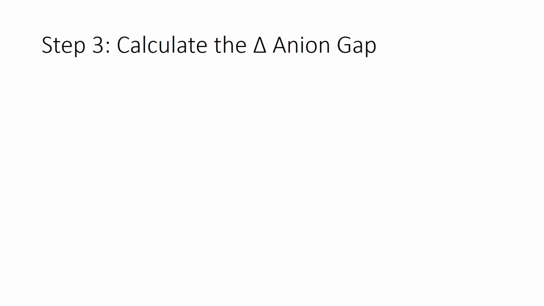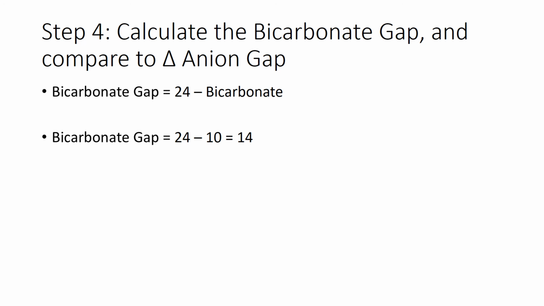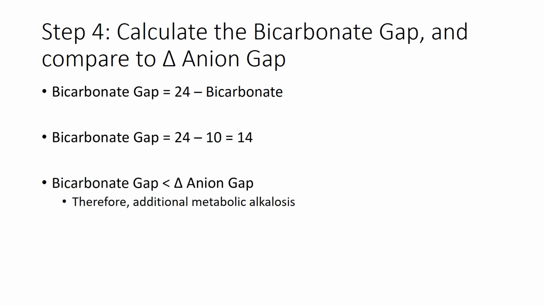Step 3, calculate the delta anion gap. The delta anion gap here is 30 minus 10, which is 20. The final step is to calculate the bicarbonate gap and compare it to the delta anion gap. Here, the bicarbonate gap is 24 minus 10, which is 14. And for the first time, our bicarb gap and delta anion gap don't match. When the bicarb gap is less than the delta anion gap, our bicarb number is higher than what we expected, meaning we're holding on to bicarb. Therefore, we have an additional metabolic alkalosis.